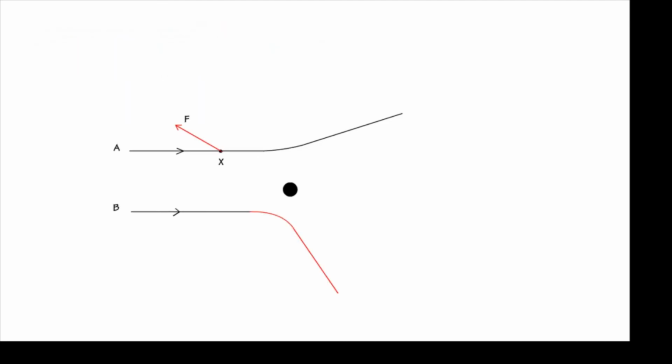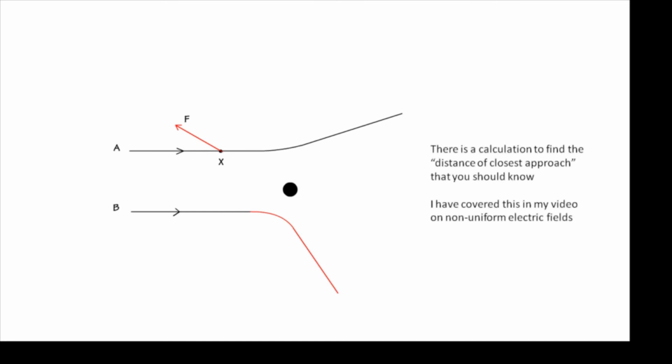Okay, so obviously the force on X is repulsive, so it's away from the nucleus. The path of B, well, the particle gets closer to the nucleus and it deflects more. Because it gets closer, there's a bigger force acting on it, and it's deflected. Okay, there is a calculation to find something called the distance of closest approach that you should know, and if you look at my video on non-uniform electric fields, you'll find it on that.